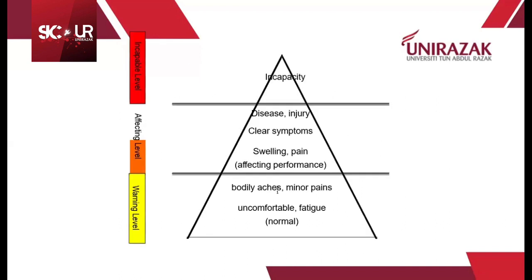So, ini yang saya sebut tadi. So, dia bermula dengan warning level. Bodily ache, minor pain, uncomfortable, fatigue. Ni nampak macam normal lah. Tapi dia sebenarnya dah warning level pun. So, kemudian akan a part of affecting level. Diseases, injury, clear symptoms, swelling, pain, affecting performance. Dan selepas part yang ni, dia boleh ke arah incapable level, incapacity, and then boleh disable dan boleh menyebabkan kematian juga sebenarnya.